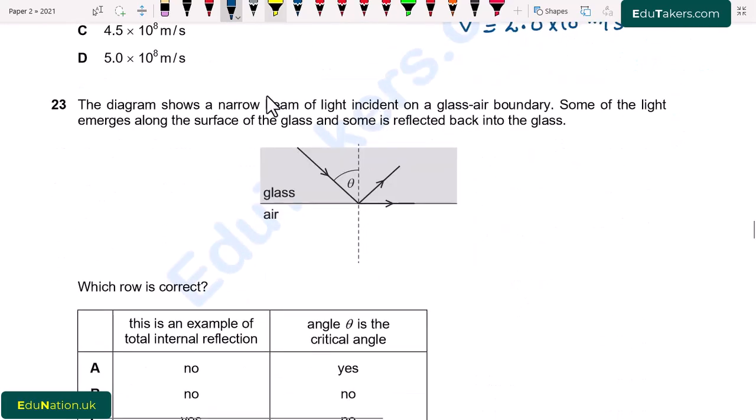Question number 23. The diagram shows a narrow beam of light incident on a glass-air boundary. Some of the light emerges along the surface of the glass and some is reflected back into the glass. Here is a figure and we can see that there is a light that falls at this point. Some of the light is reflected while some part of this light is refracted. It means that it emerges along the surface of the glass, which is shown by this ray.